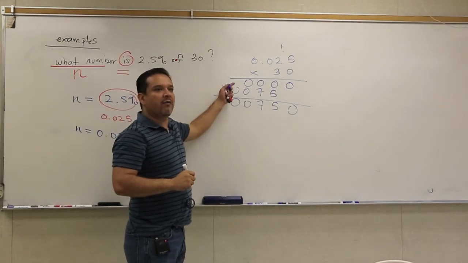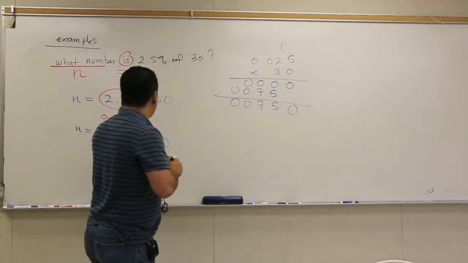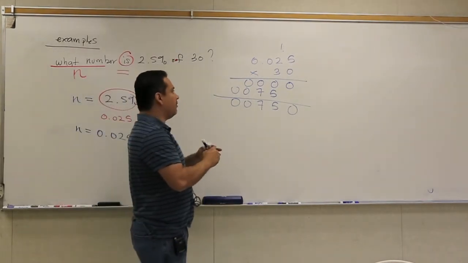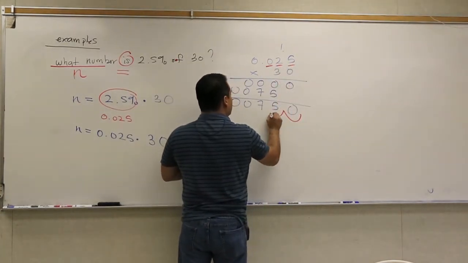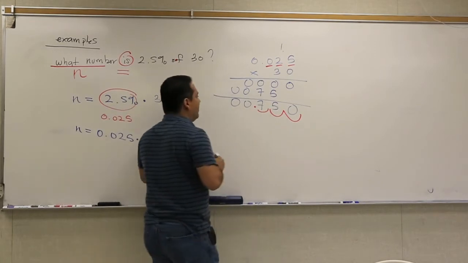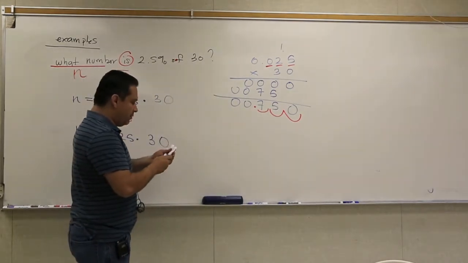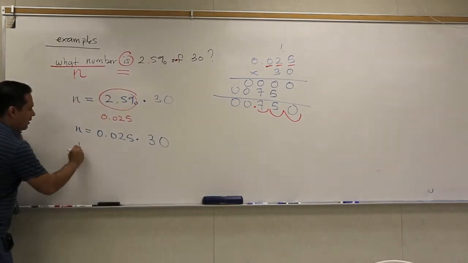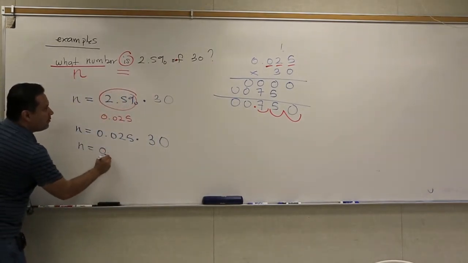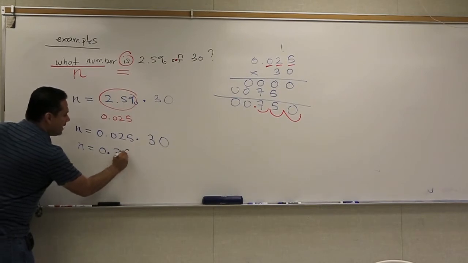Do we care about these zeros? Not really, but let's check. What's the last thing we have to do? I got 1, 2, 3 decimal places. Double check. What number is this? N is point what? 0.75.